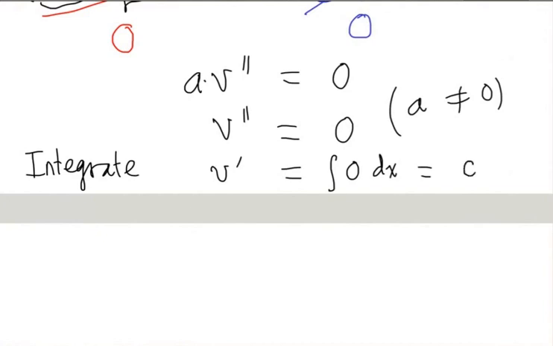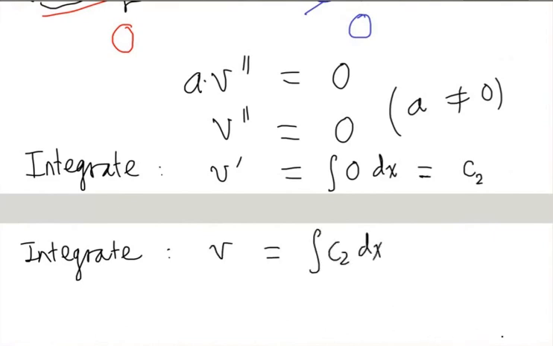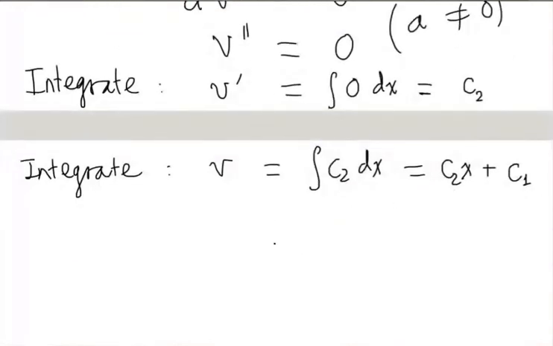I will denote that by c, but for the purpose of getting to the answer later, I will label this as c2. I integrate again another time. Then this time I will have v, which is the integral of c2 dx. So I will have c2x plus another constant c, which I label as c1. So we have found what v is.